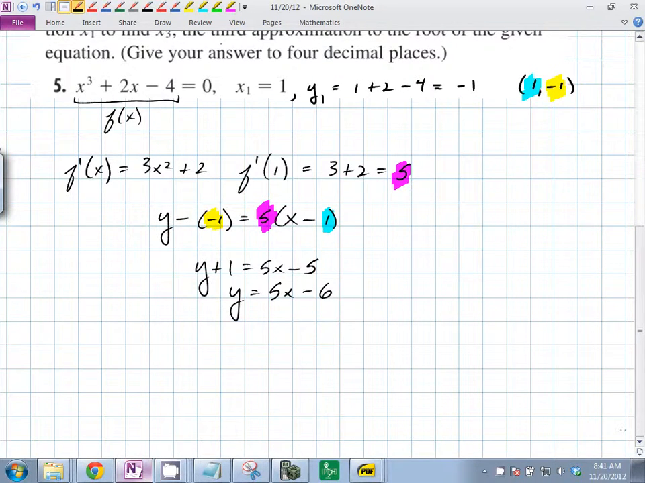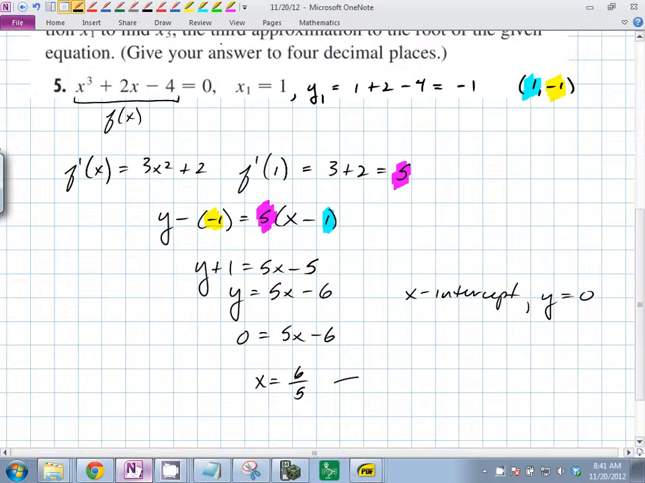So we're interested in finding out where this what? We want the what intercept? The x-intercept. So when y is what? That's when y is 0. So you have 0 is equal to 5x minus 6. So x is equal to what? 6/5. So this is also now called x2 is equal to 6/5.